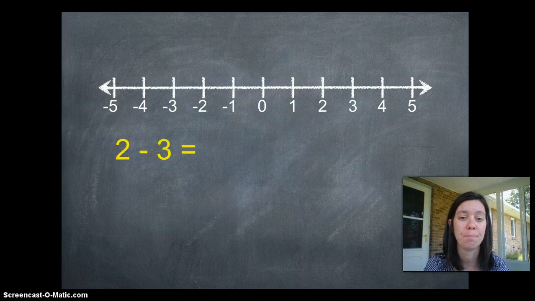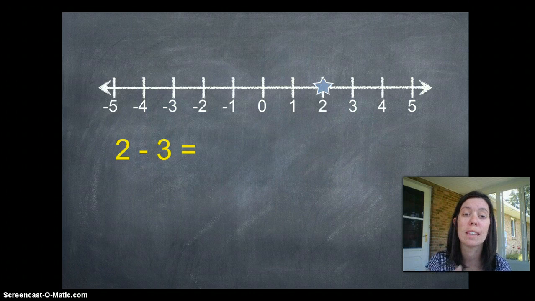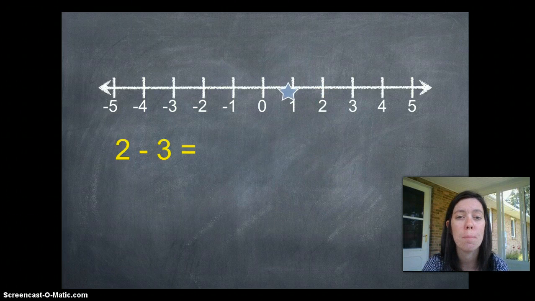Try one on your own. Since this has a minus sign, we're going to start on the 2 and move to the left this time. We're going to move to the left 3 spaces. So people get mixed up on whether this answer would be 1 or negative 1. But if you think about moving on the number line, it has to be negative 1.